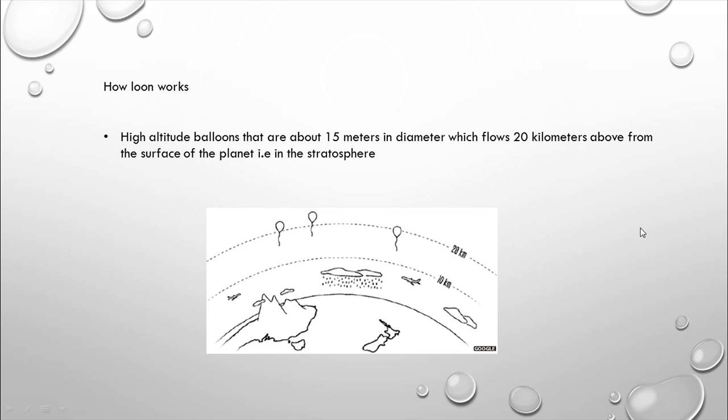Coming to how Loon works, high altitude balloons about 15 meters in diameter, which can float up to 20 kilometers height from the surface of the planet, are used. That is, the layer in which these balloons fly is the stratosphere, which is above the troposphere where the airplanes and the clouds are present. And here is the surface of the planet. Above the 20 kilometer range, these balloons are placed. These balloons are not placed in the troposphere because there may be a chance of crashes with the airplanes, and the clouds may be obstacles to them.